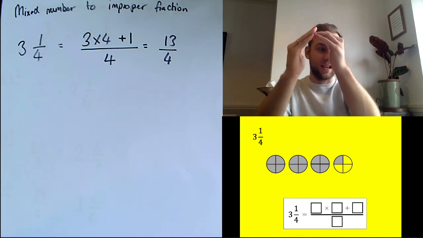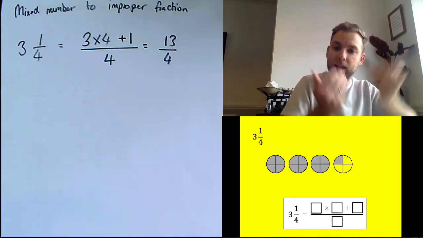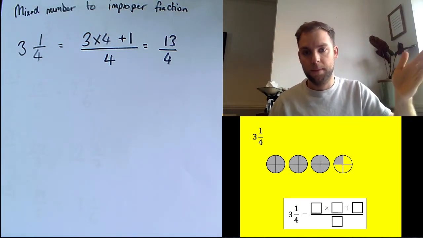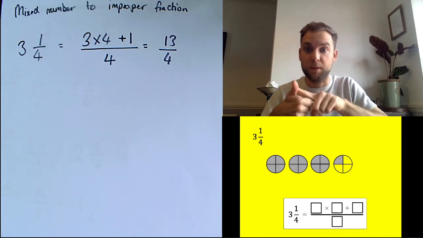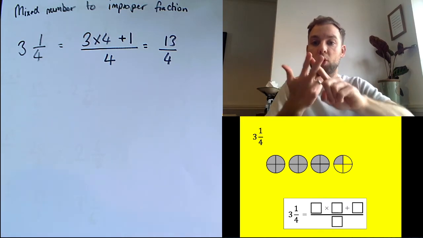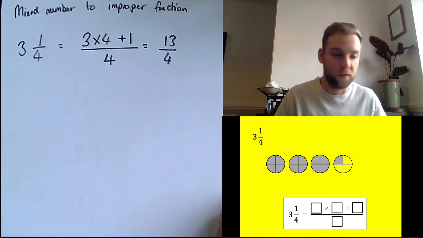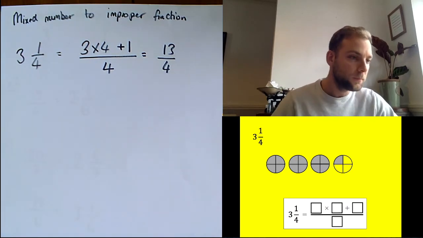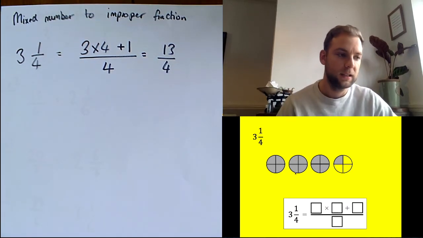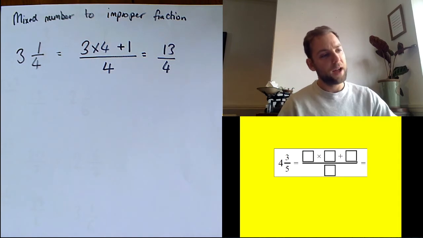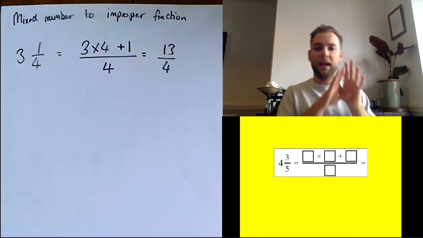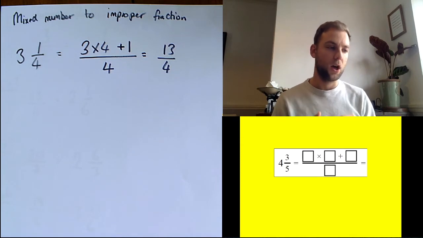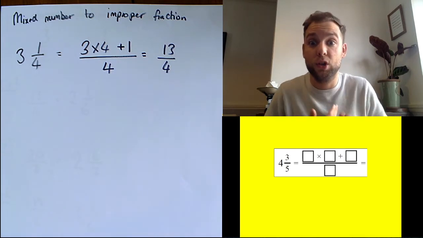The other way you can say it is I've got 3 wholes and a quarter. Now the 3 wholes, remember, are split up into 4, so 3 times 4 plus the 1 is 13 over 4. Absolutely brilliant. So let's have a go at some more of these. Now I've put here the method to do it. Try not to use that. Try to just make sure you understand it.